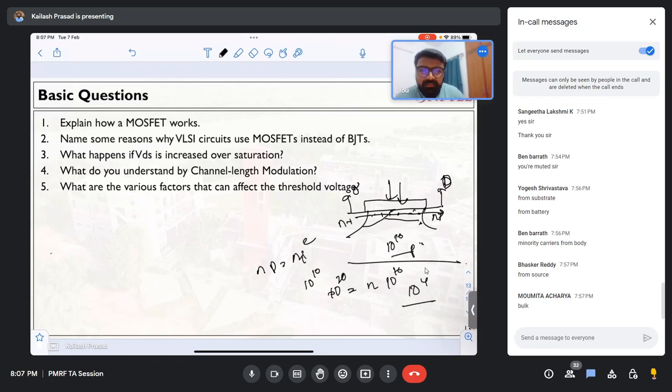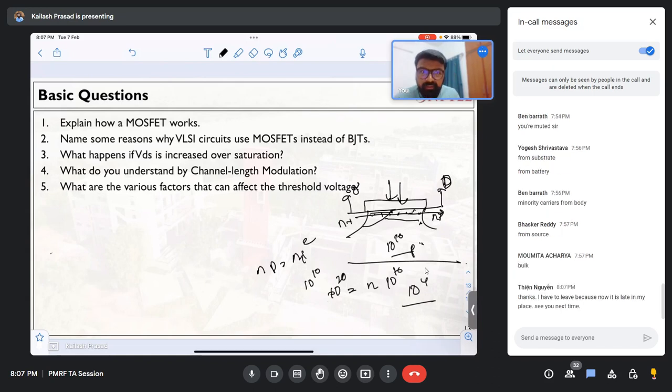Now, to make sure that the current flows, you require at least 10 to the power 16 electrons over here, more than 10 to the power 16. And how will this bulk contribute that many electrons? Because it doesn't have those many carriers over there. That's the reason we do heavy doping at the source and drain, such that the carriers can come from there. Is it clear?